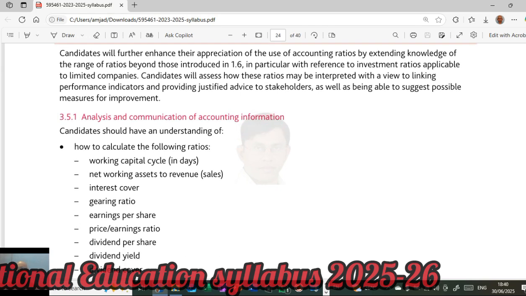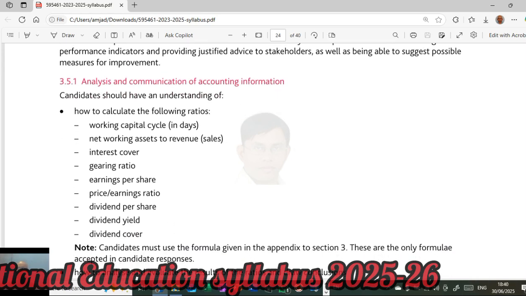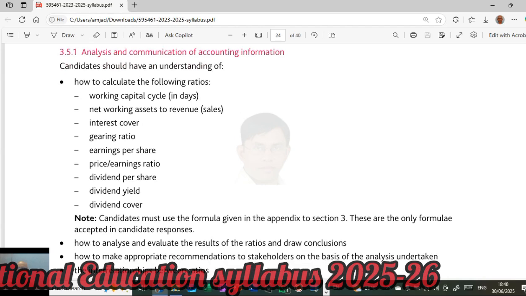So analysis and communication of accounting information: the understanding of how to calculate the following ratios like working capital cycle days, net working capital, net assets to revenue, interest cover, gearing ratio, earnings per share, price earnings ratio, dividend per share, dividend yield, dividend cover. All these ratios, you should know how to calculate. Candidates must use the formula given in the appendix. These are the only formulae accepted in candidates' responses. So you cannot take any formula from here and there. You have to use only these formulae.